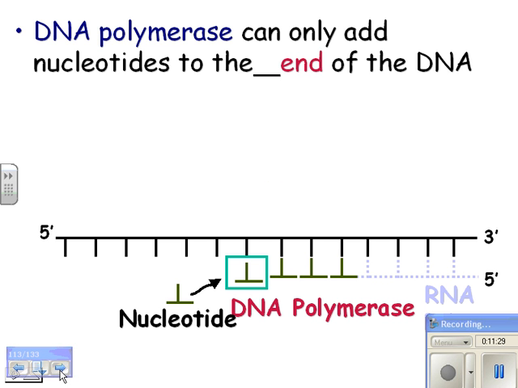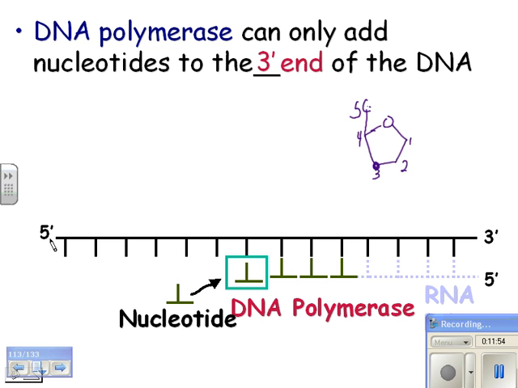So DNA polymerase can then add nucleotides to, this is the crazy part, to the 3' end of the DNA. So remember when we looked at the sugar, deoxyribose, and we looked at the carbons, it was 1, 2, 3, 4, 5. So DNA polymerase can only add stuff to the 3' side, this side. It can't add anything to this side.